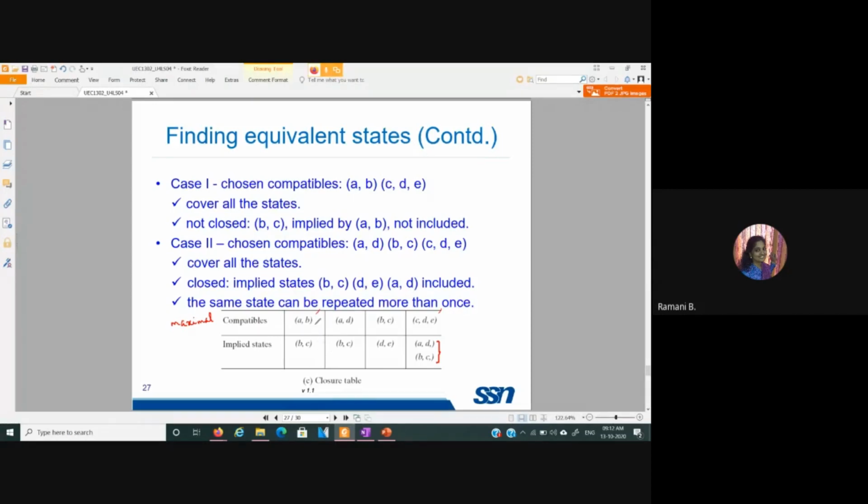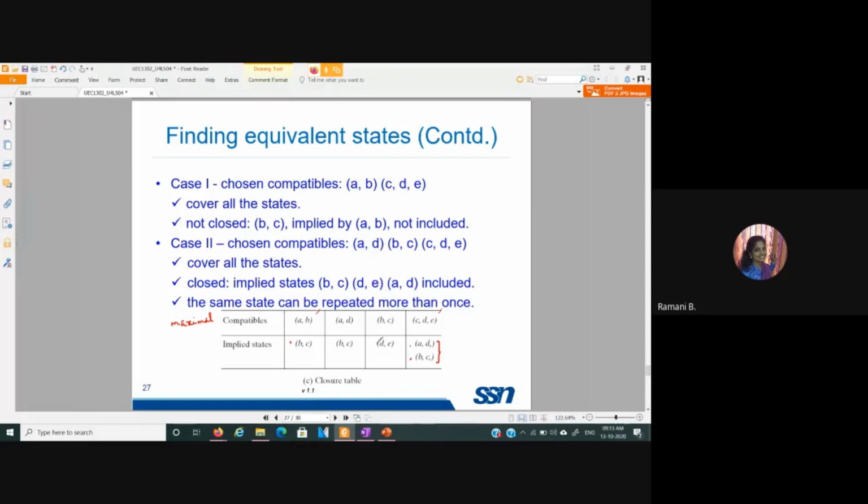I am going to consider A comma B and C comma D comma E as a combination. As we check, we find that B comma C is the implied state for A comma B, and for C, D, and E, we have A comma D as well as B comma C as implied states. So with the closure condition, what it implies is, if we take a compatible pair and it has some implied state, that should also be covered in the set we have considered. Okay? So for that purpose, we cannot consider these as the minimal set.